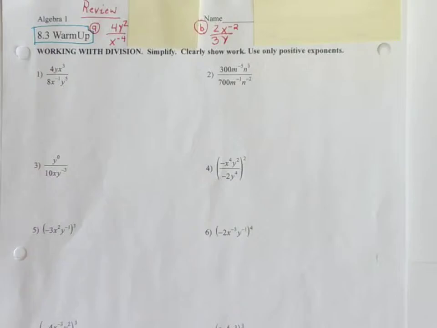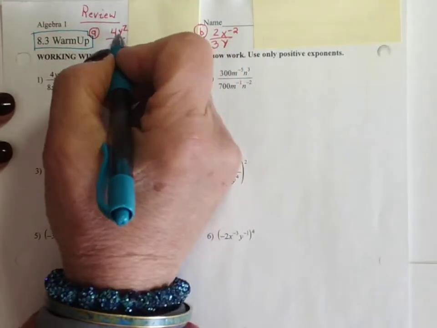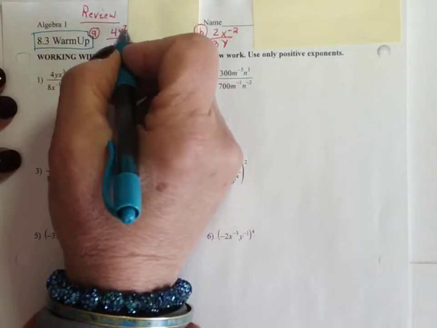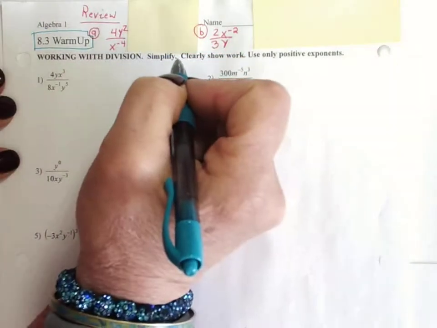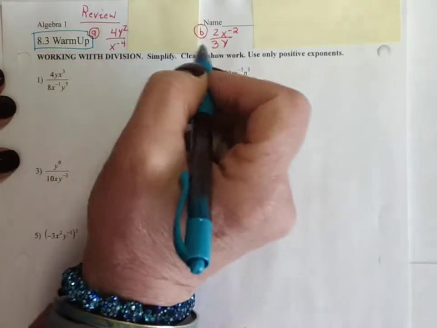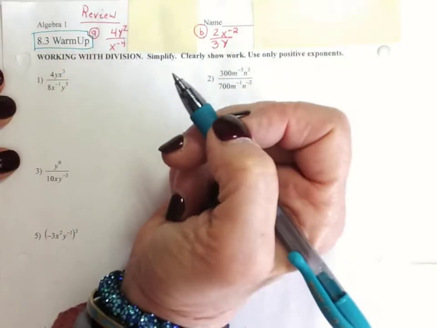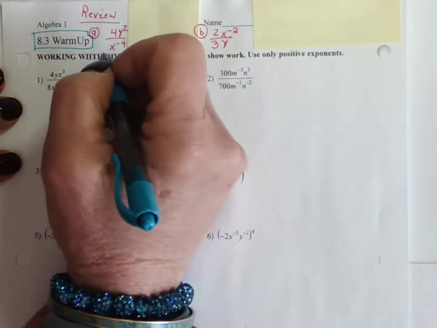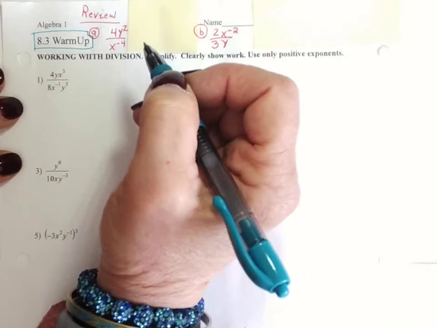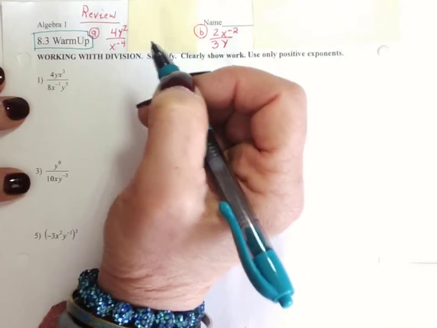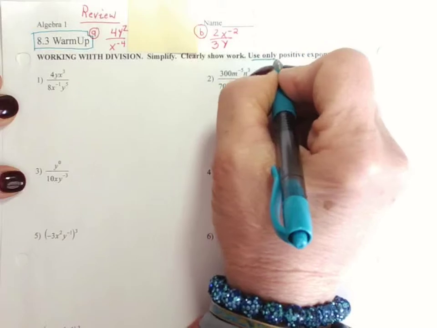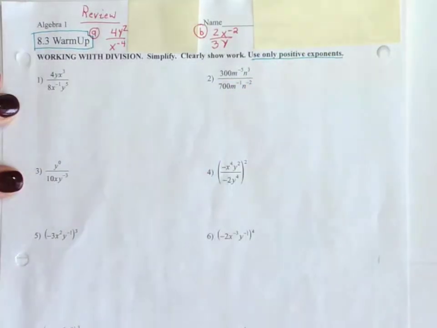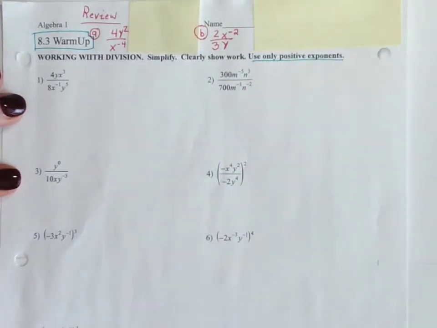Up until this point, we've only been dealing with variables that have positive exponents. So here are examples, they have positive exponents, but they also have negative exponents. Now there's several ways that you can make these negative exponents positive. And you are required in all the problems that will be on your Chapter 8 test to use only positive exponents in your answers.